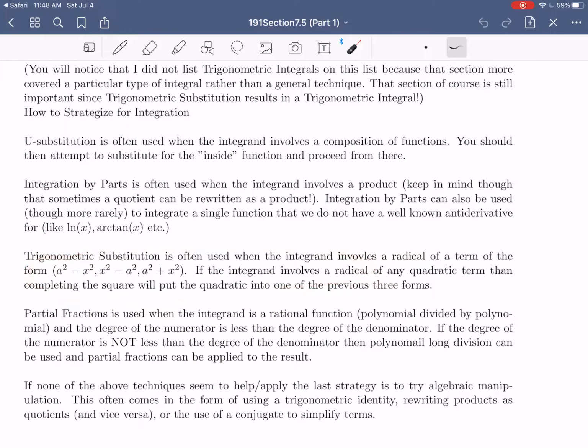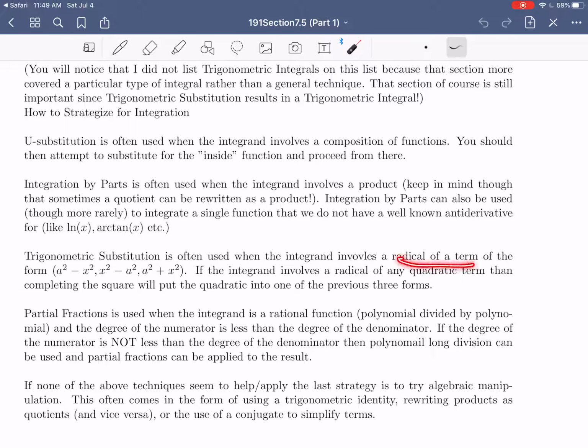Trigonometric substitution is a very important technique, but it has a very specific type of integrand that we often use it for. It usually is involved when we have a radical of a term of the form a squared minus x squared, x squared minus a squared, or a squared plus x squared. Those types of expressions directly allow you to create a Pythagorean identity if you do a trigonometric substitution. So definitely be on the lookout for these. If you see those types of expressions in your integrand, then trigonometric substitution might be a good idea.